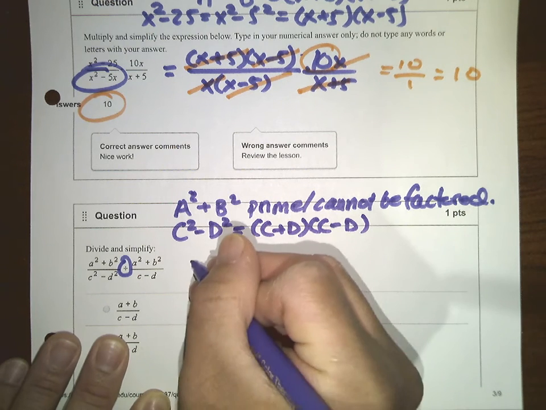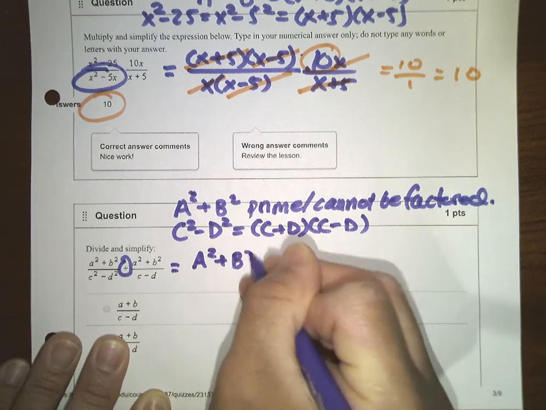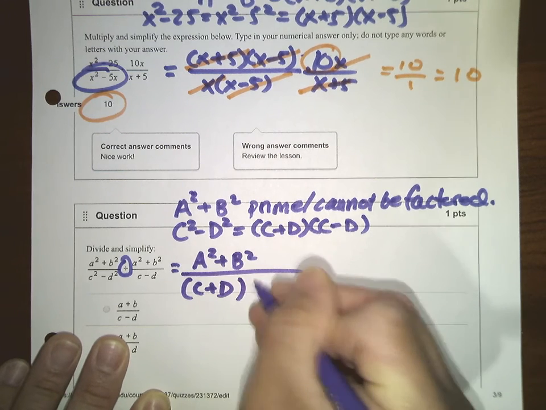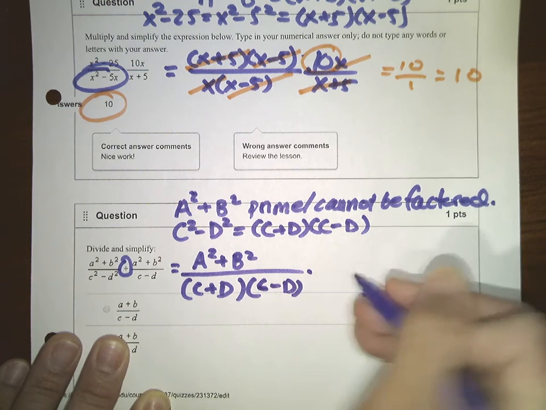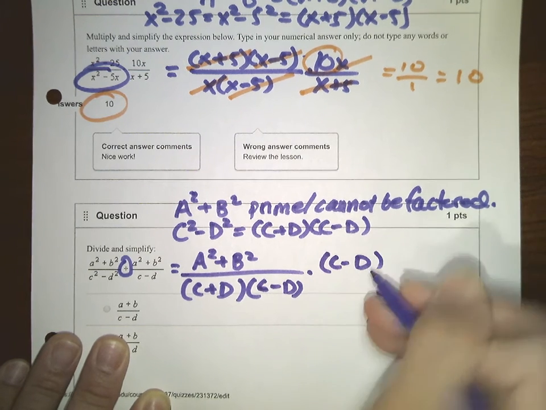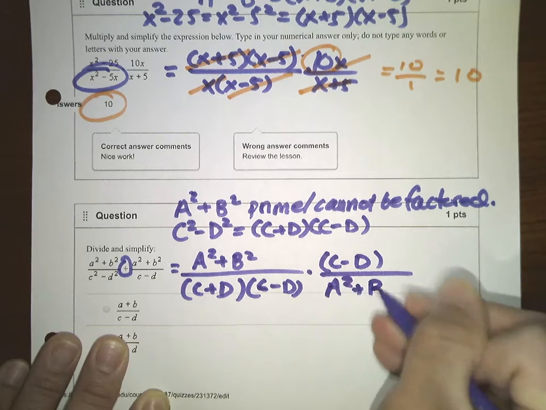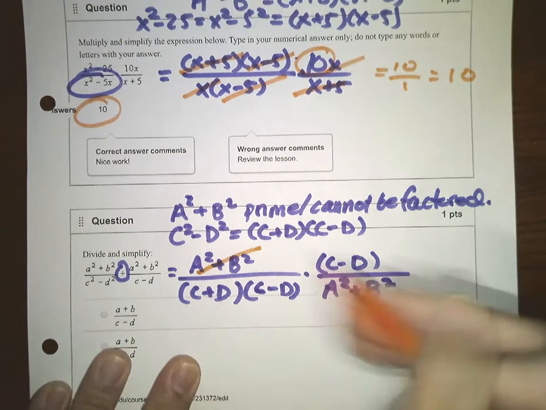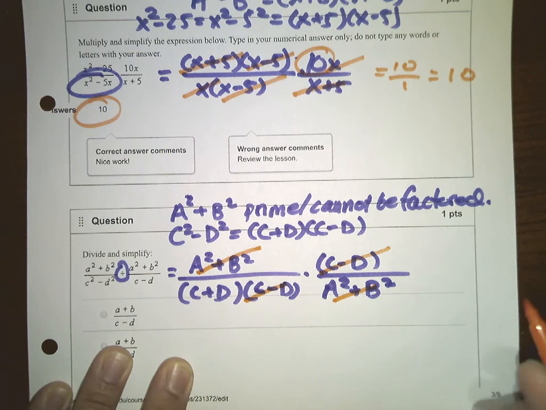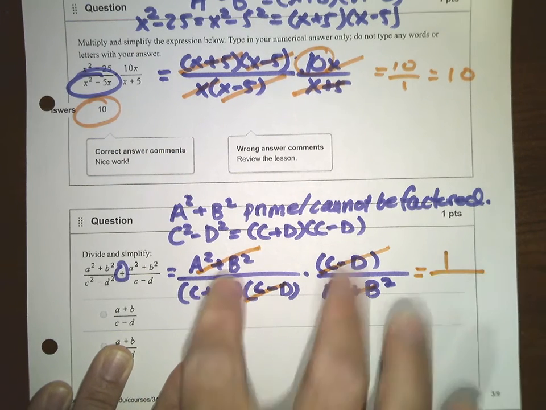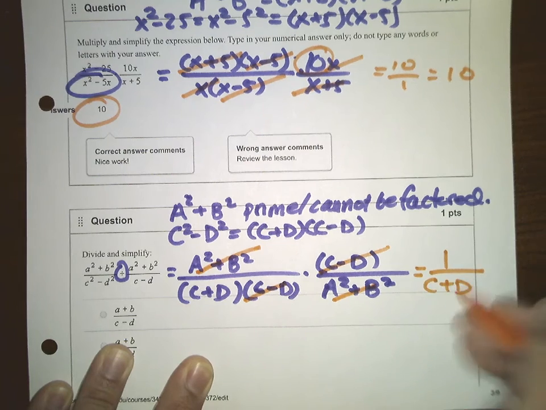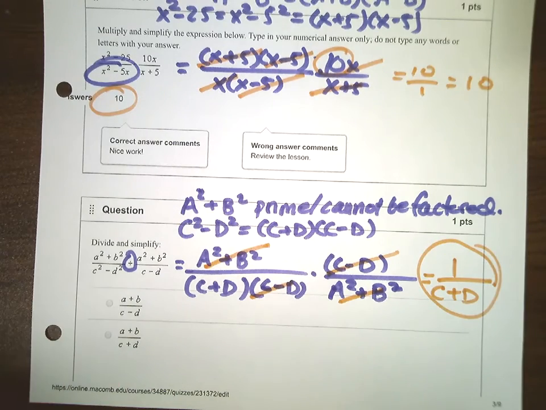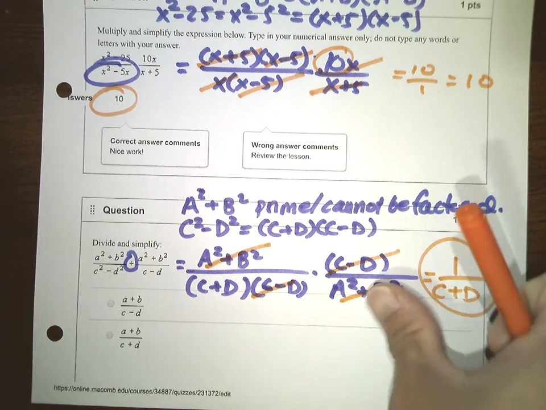So let's go ahead and rewrite this as a squared plus b squared over c plus d, c minus d, and then multiply by the reciprocal, so c minus d over a squared plus b squared. And now we'll divide out the common factors in the numerator and denominator. So a squared plus b squared divides out, c minus d divides out. So that means there's 1 left in the numerator, and then we have c plus d in the denominator. So 1 over c plus d. What a time to be alive. All right, let's try another one right now.